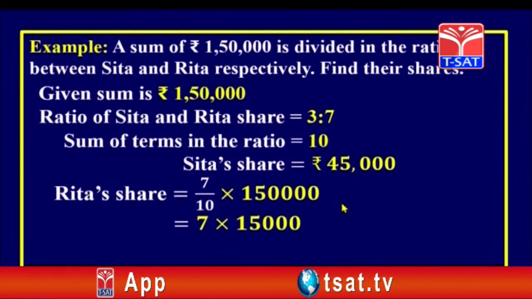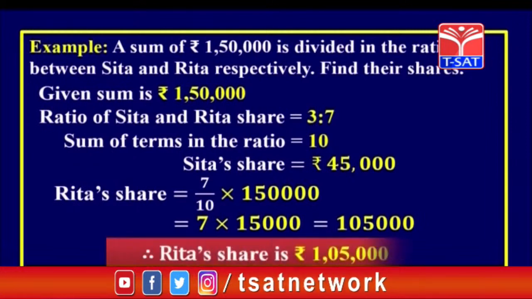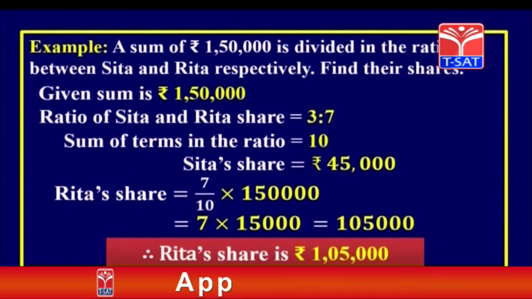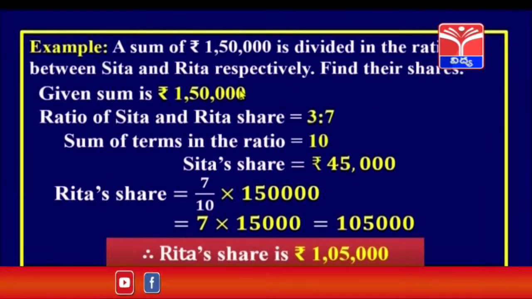Again, on simplifying, we get 7 into 15,000, which gives us 1,05,000. Then Rita's share is now 1,05,000 rupees, children. So children, you can do this problem in another way also. After getting Sita's share, just subtract this amount, 45,000, from the total amount. Then you get Rita's share. So you can do it that way also, children.